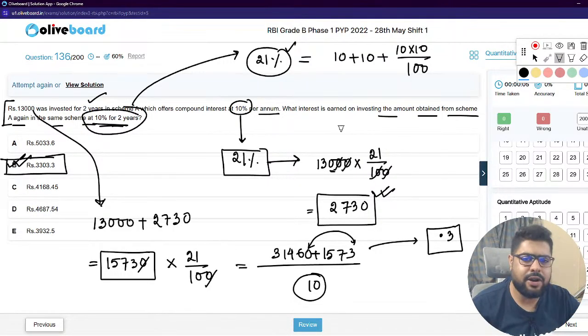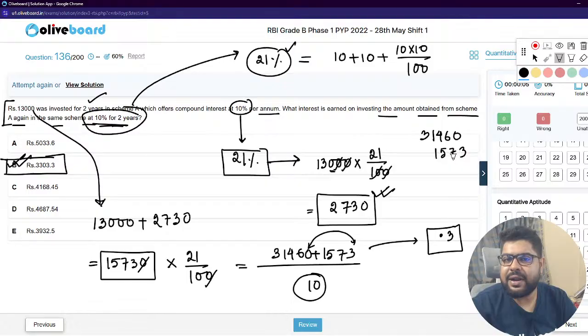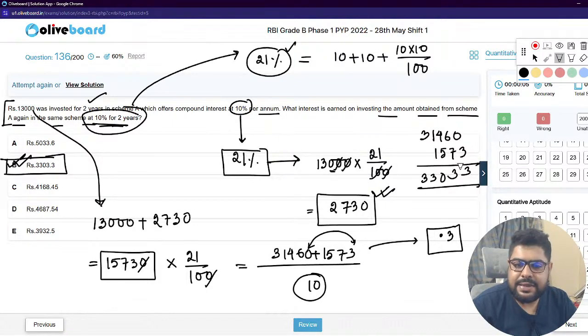But again, if you are not very confident, then you think, "No sir, I have to check," so let's do it once. But again, it will be your answer. This is 3, this is 13, this is 10, 0, this is 32, 33, sir. So again, by 10 means there will be a decimal sign here. 3303.3, you see, this is your answer.